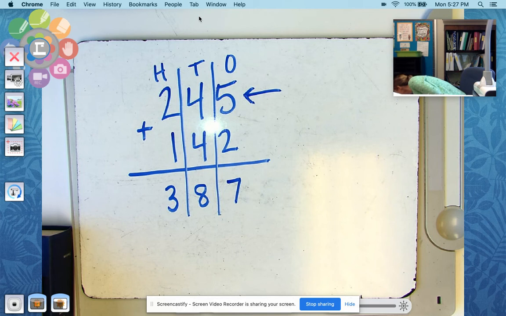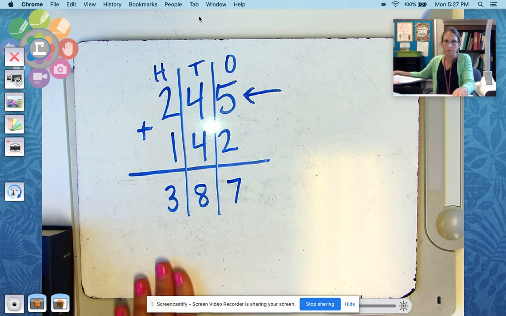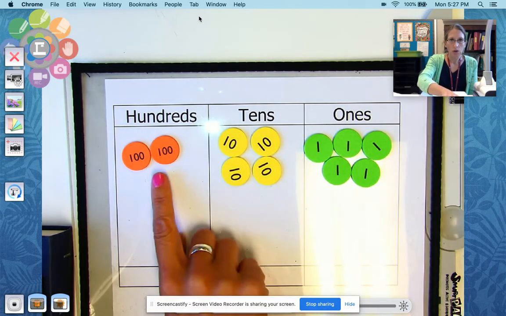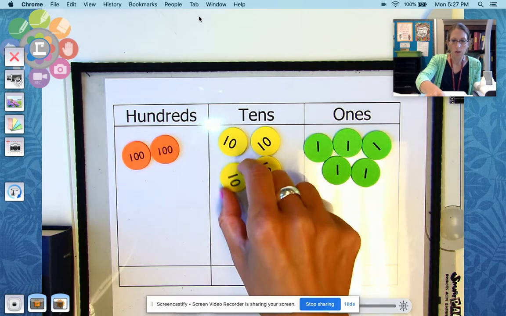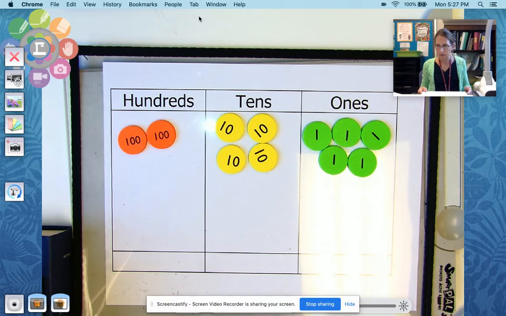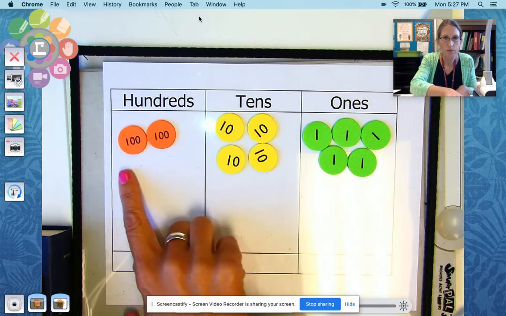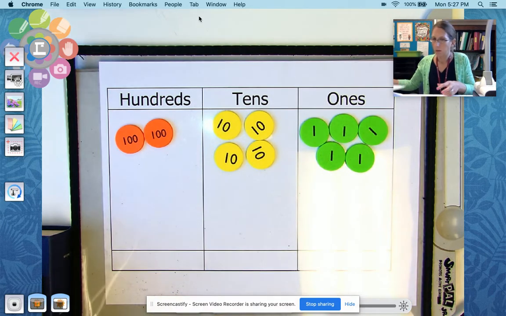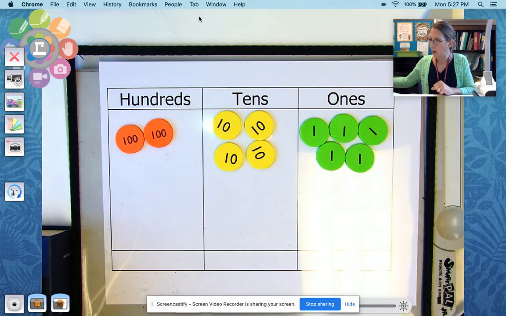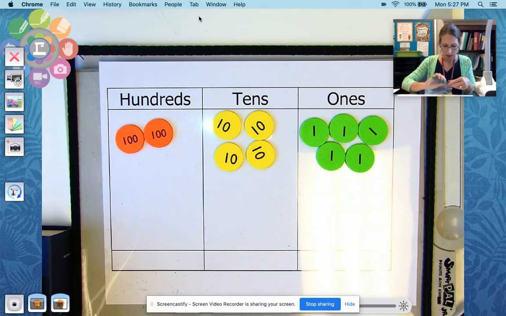So here is my place value chart, and I have the first number. We have 245. So if we wanted to think about, what would this look like if I wanted to use my place value chart? This is what it would look like. So we have our first number here, 245, which is the number we started with here, 245, and we're going to add to it 142. So I need another 100. There we go. And I need 40. 142 is what we're adding.